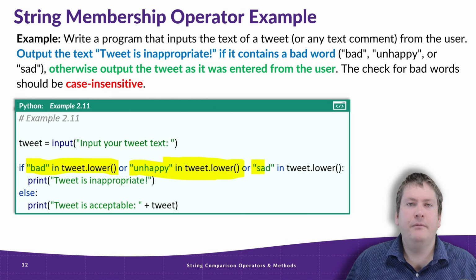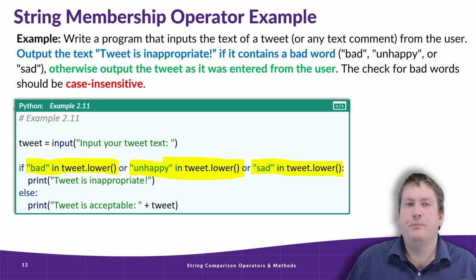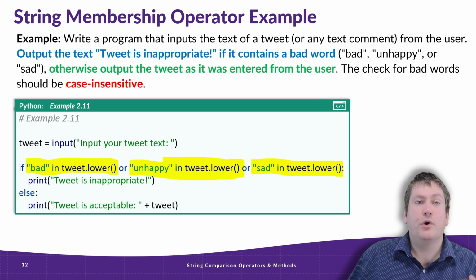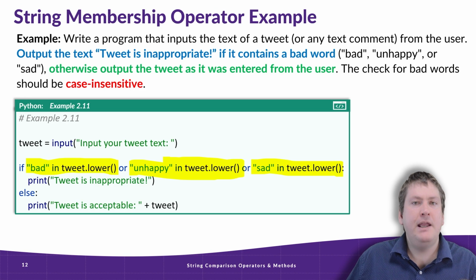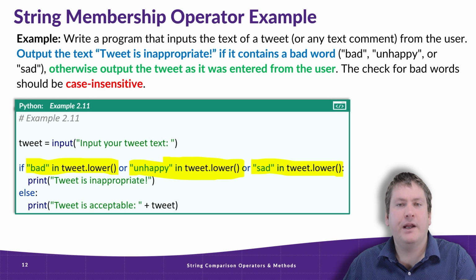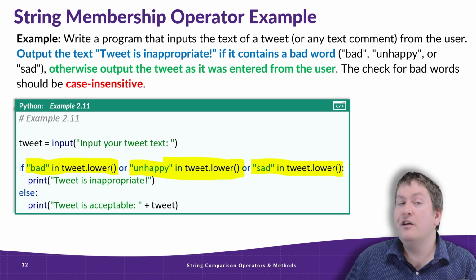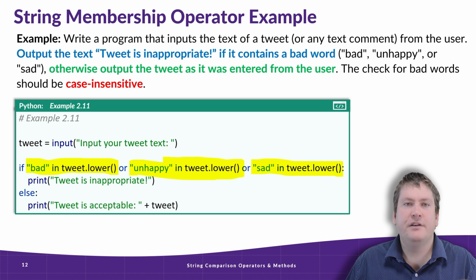Well, we have an example here, and the main logic is going on where we've highlighted it. First, we're just inputting a value from the user. We've done that many times now. But now the check is: is the word bad in the tweet converted to lowercase? Or is the word unhappy in the tweet converted to lowercase? Or is the word sad in the tweet converted to lowercase? We have to convert to lowercase because we want this to be a case insensitive comparison. So just like those other examples we saw with the comparison operators, we have to convert to lowercase with the in operator if we want to make sure the check is case insensitive.